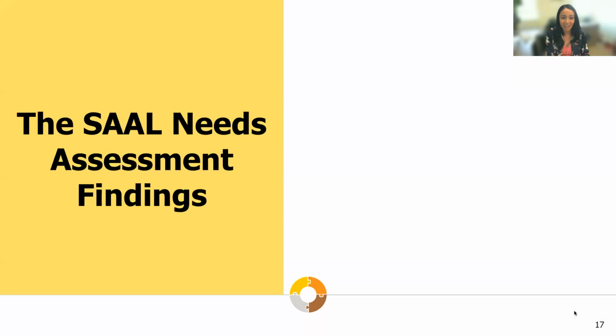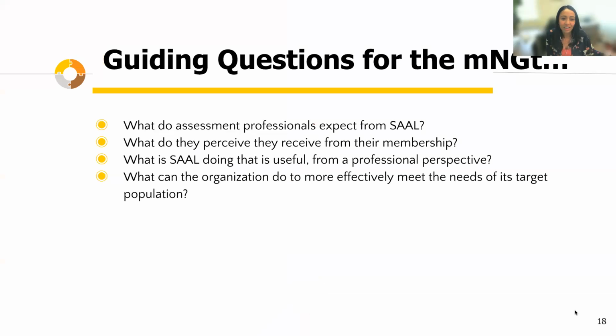So next, we're going to talk about what our findings were. We can go ahead and go to the next slide. Cindy mentioned this a little bit earlier. Here are some of the guiding questions that we started with our mNGT. What do assessment professionals expect from SAAL? What do they perceive they receive from their membership? What is SAAL doing that is useful from a professional perspective? And what can the organization do to more effectively meet the needs of its target population?